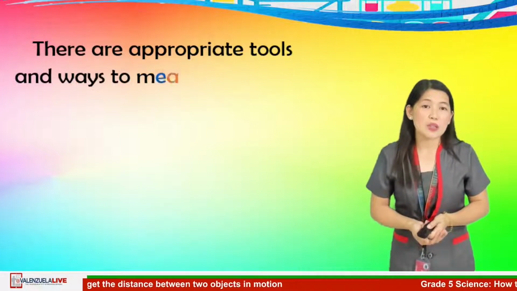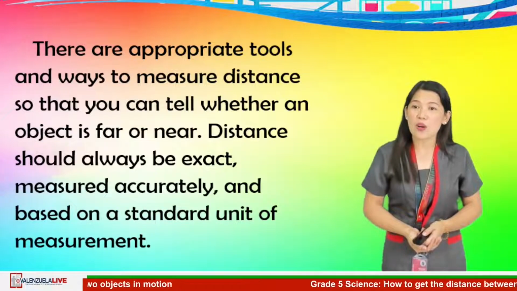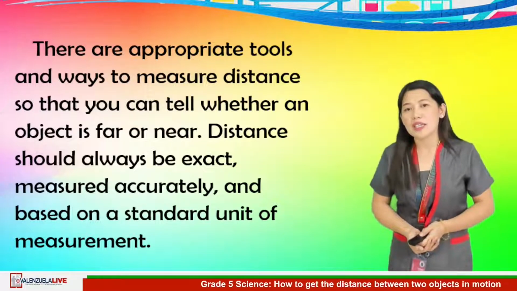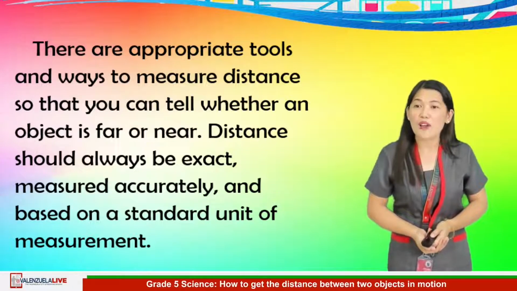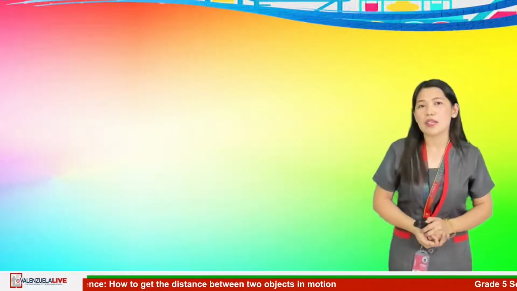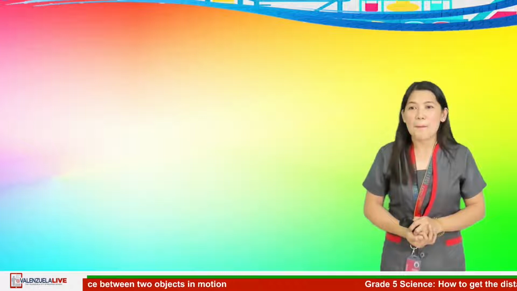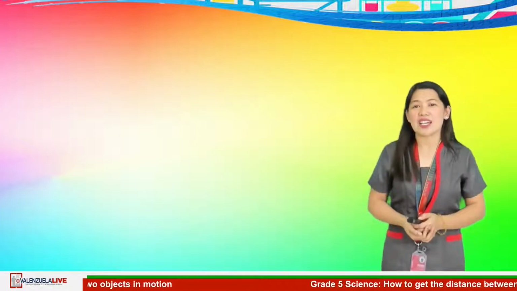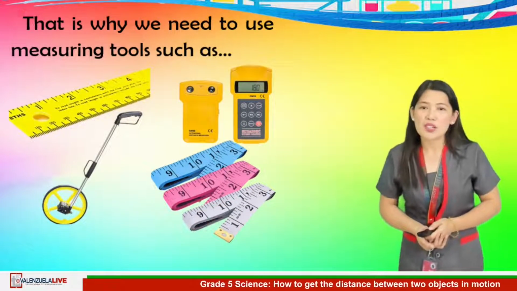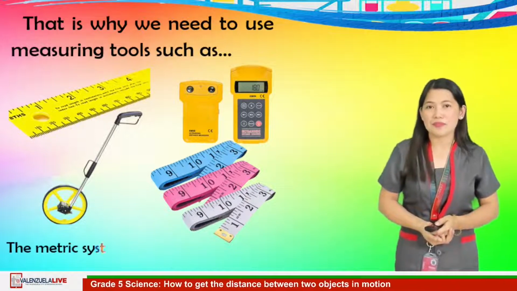There are appropriate tools and ways to measure distance so that you can tell whether an object is far or near. Distance should always be exact, measured accurately, and based on a standard unit of measurement. That is why we need to use some measuring tools. Will you please give some measuring tools that you know? Okay, amazing. You're right. Such as ruler, meter stick, tape measure, measuring wheel, and ultrasonic distance measurer.